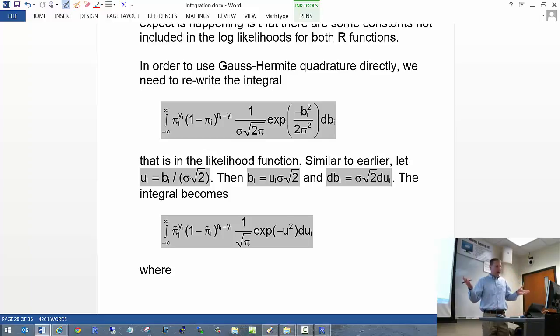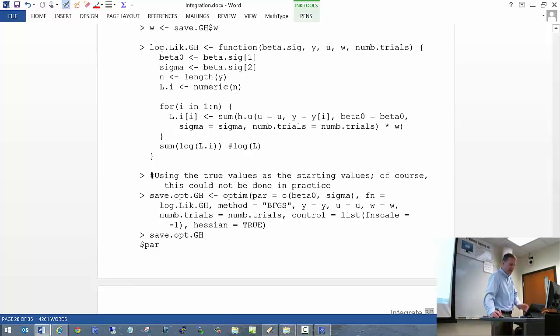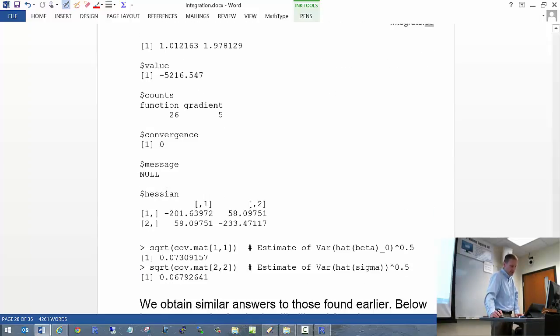Well, you could do all this Gauss-Hermite quadrature stuff directly. I think you get the point. I'll let you look at it on your own. Of course, you get the same answer, or just about the same answer.